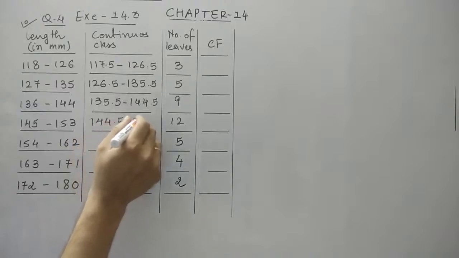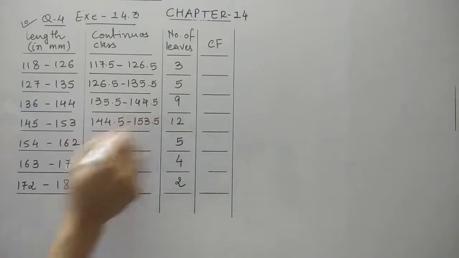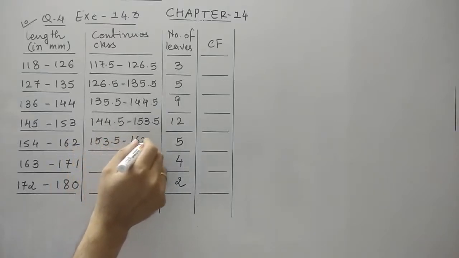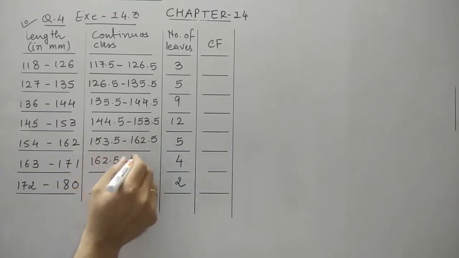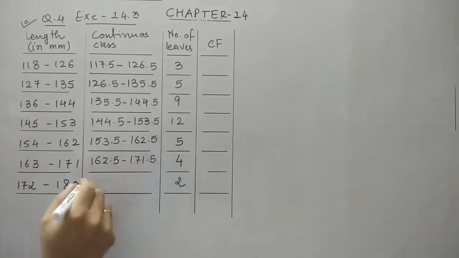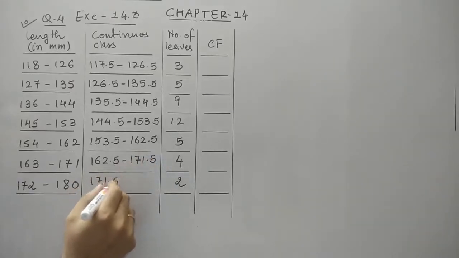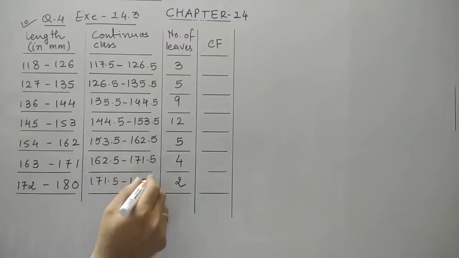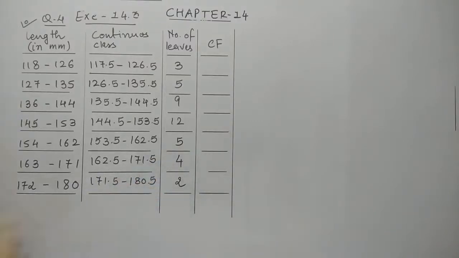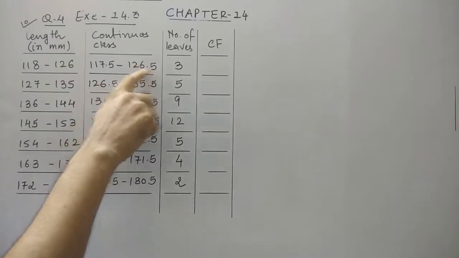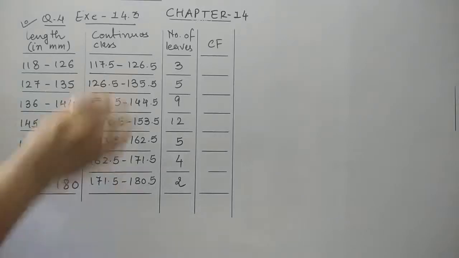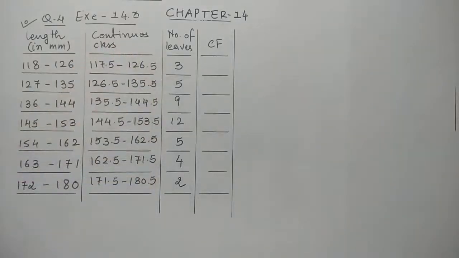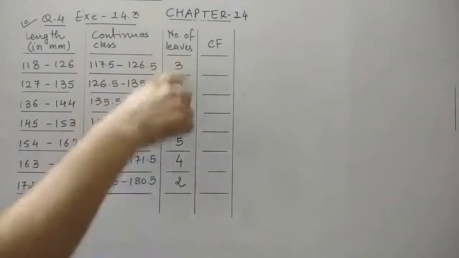144.5 to 153.5. 153.5 to 162.5. 162.5 to 171.5. 171.5 to 180.5. So now we can see that it has become a continuous class. The upper boundary and the lower boundary of consecutive classes become equal. Now we should consider these as the classes. Now the frequency is given.